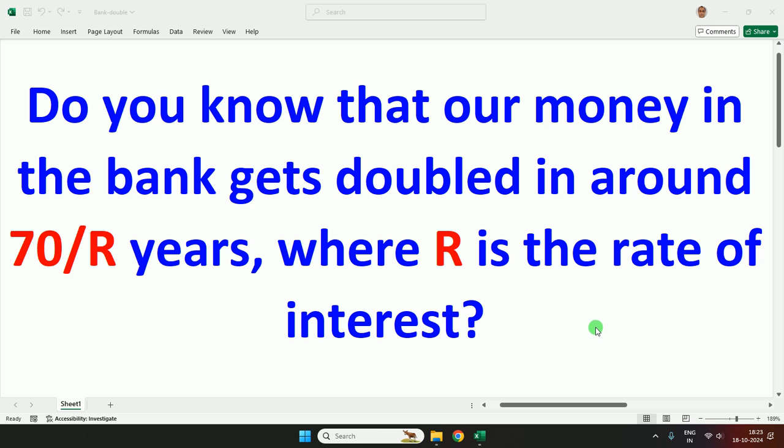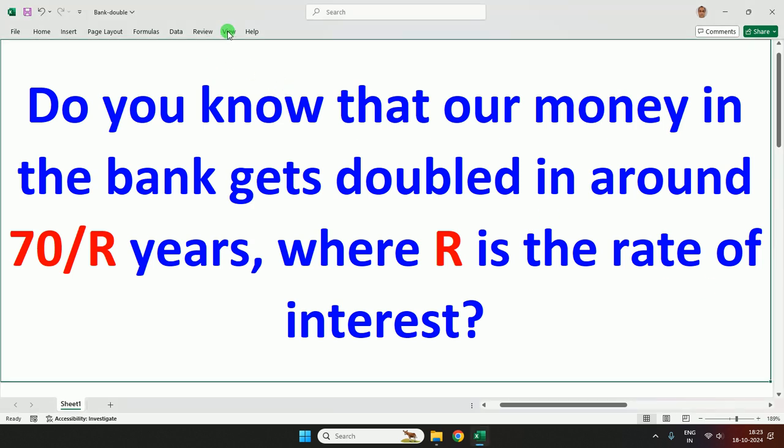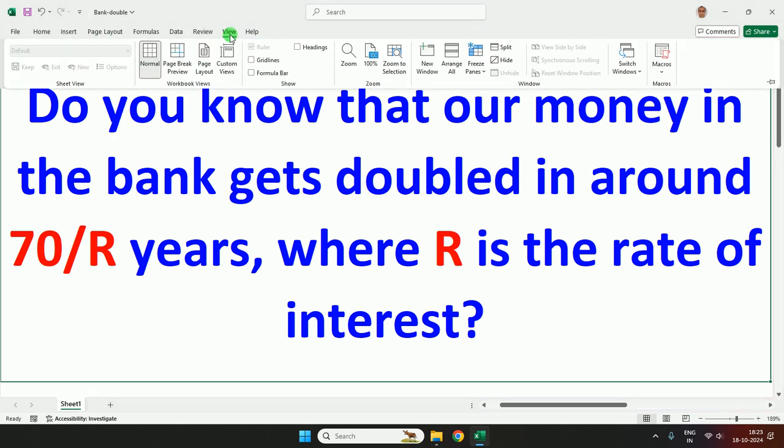May I ask you one question? Friends, do you know that our money in the bank gets doubled in around 70 divided by R number of years, where R is the rate of interest? Well, let us see the justification for it.